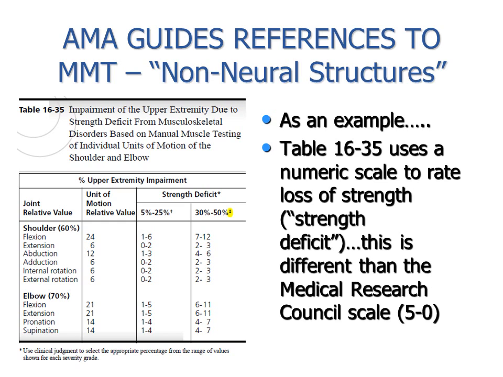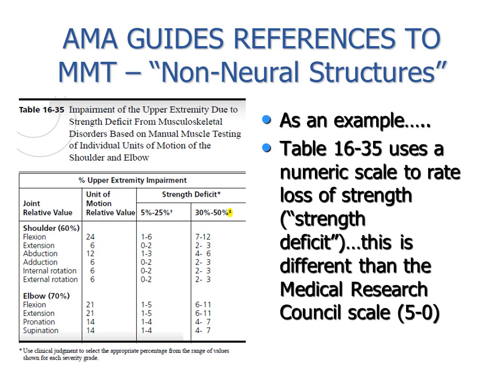Now in Table 16-35, the AMA Guides give us references to manual muscle testing for injury to non-neural structures. In other words, Table 16-35 uses a numeric scale to rate loss of strength, and they call it strength deficit, due to injury to the shoulders and/or the elbows. And it's my opinion that this would also apply to the wrists. If you wanted to utilize this table by analogy, it could also apply to the wrists.